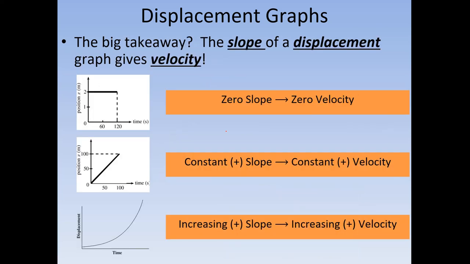All right. So the big takeaway for all of this is the fact that if we take a displacement graph and we take the slope of it, we get the velocity. And we can see that by looking at the graphs we had. This was zero slope, zero velocity. This had a constant slope, this had a constant velocity. This had an increasing slope, increasing velocity. And of course, the sign on the slope will also dictate the sign of our velocity. A positive slope gives me a positive velocity. So that's the main thing with this, is that if we take the slope of displacement, we get velocity.